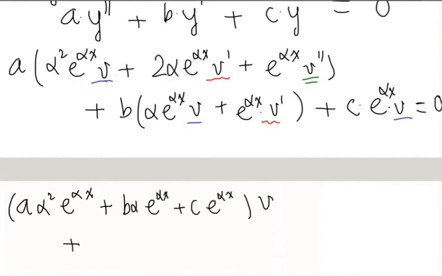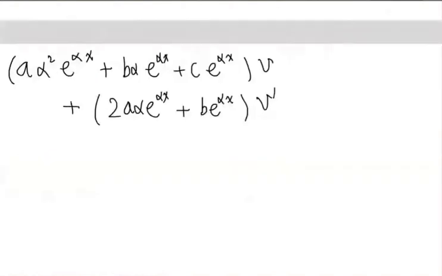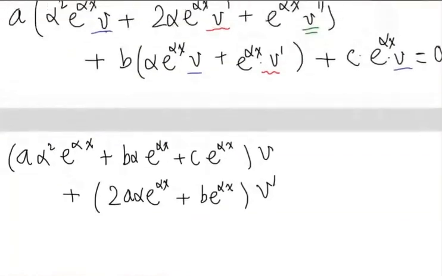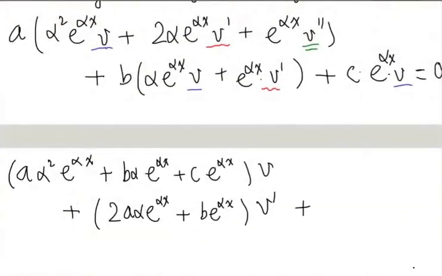Now, for v prime, distribute, we have a alpha e to the alpha x plus this distribute, we have b e to the alpha x. And lastly, second derivative, we only have one term over there, which is a e to the alpha x v double prime, and the whole thing should be 0.